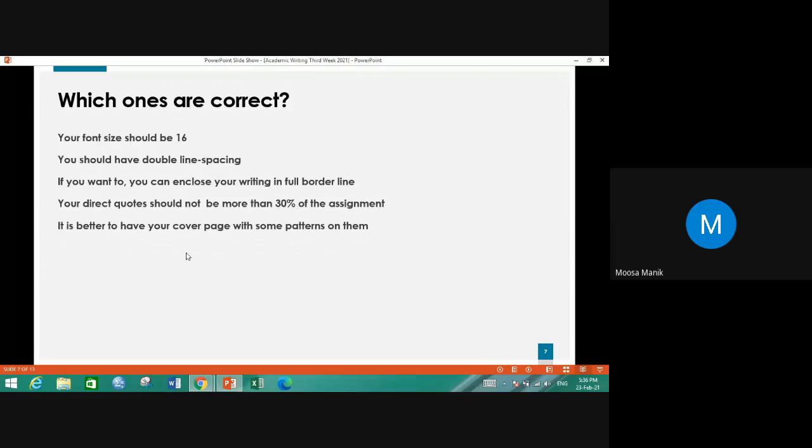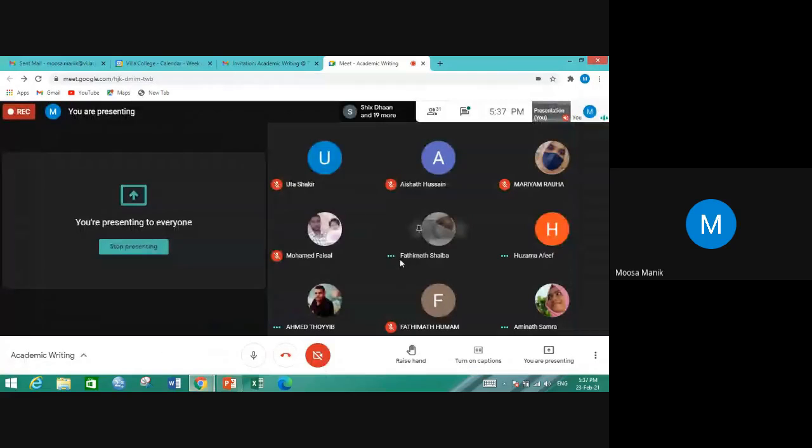It is better to have your cover page with some patterns on them. What do you think is the answer? I would ask you to write the answers this time. Could we write the answers? When you're writing your assignment, on the cover page sometimes you may have some patterns. Is it a good idea? You can write your answers on the chat box.